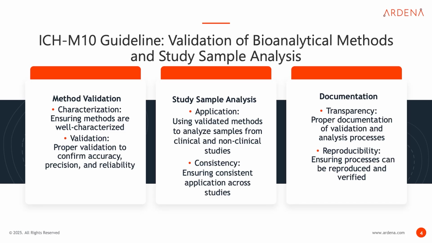The scope of the ICH M10 includes method development and validation, study sample analysis, and documentation and reporting. Method development and validation, ensuring that the analytical methods are suitable for their intended use. Study sample analysis is applying validated methods consistently across studies. Documentation and reporting is mainly maintaining transparency and traceability throughout the data lifecycle.